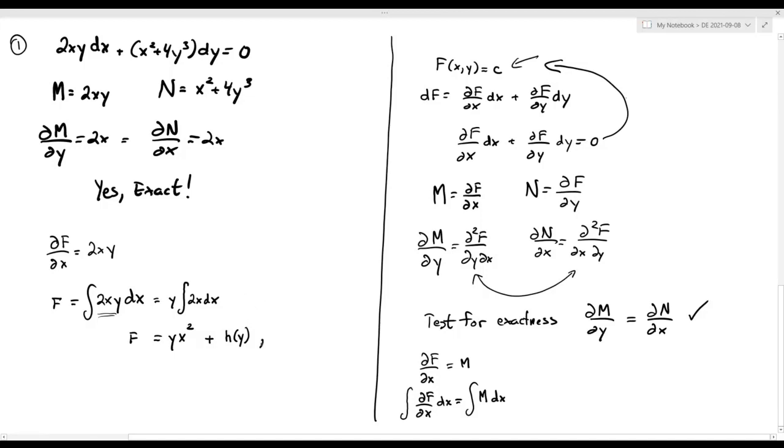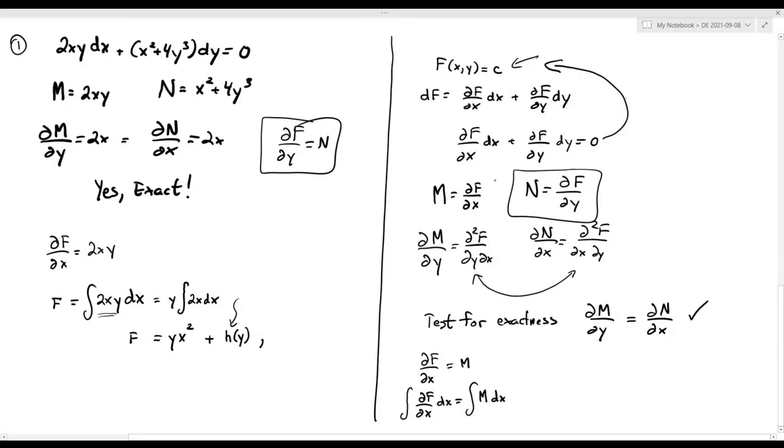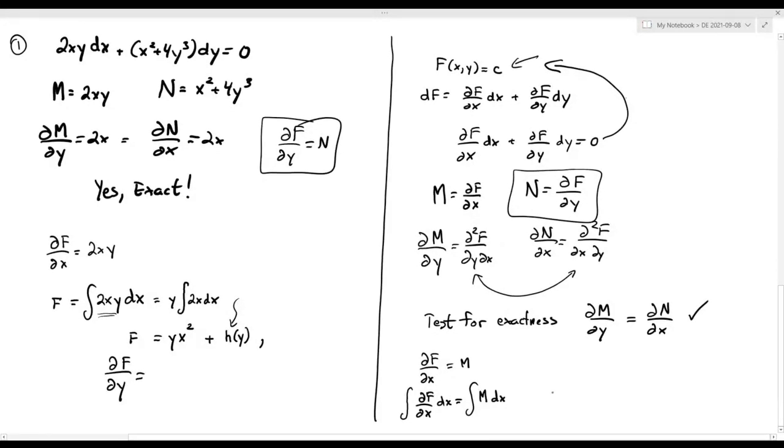All right, now, have we recovered our function big F yet? Not quite. We still have this h of y. We don't know what that is. So how do we discover what that is? Well, we use the other piece of information. So notice that the derivative of big F with respect to y is equal to n, right? So if we differentiate big F with respect to y this time, we recover F. We differentiate F with respect to y, and then we set that equal to n.